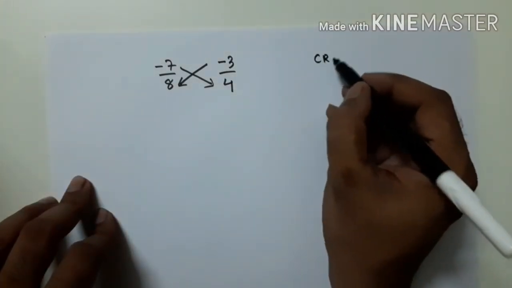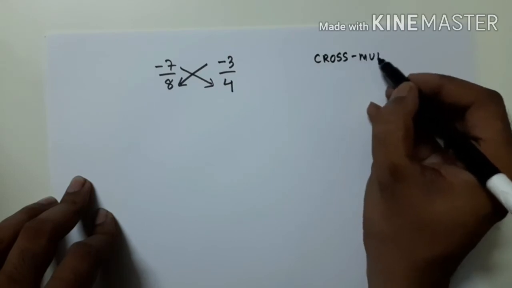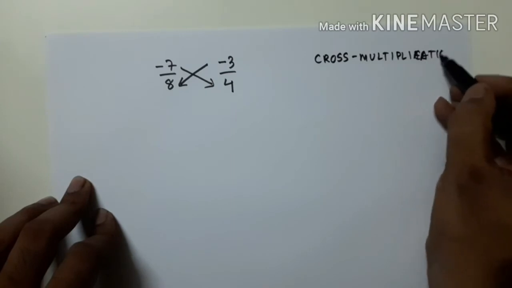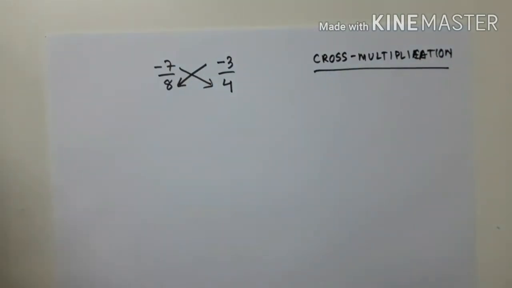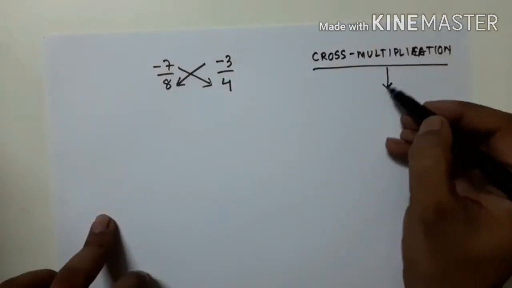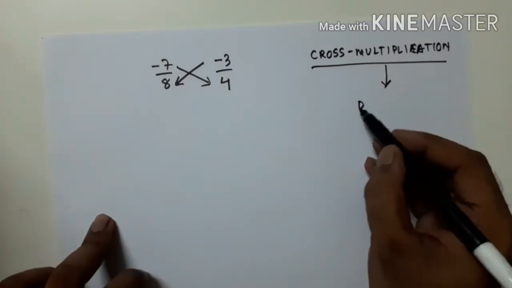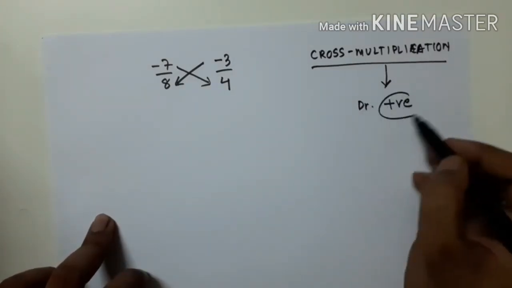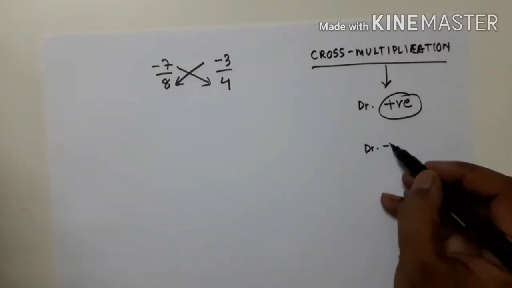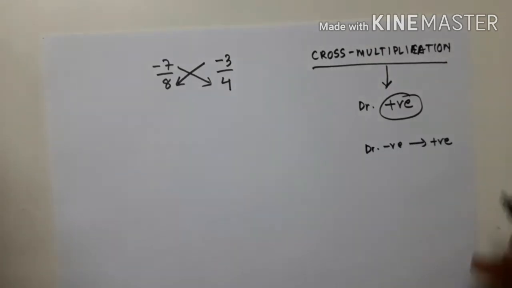So here we will use cross multiplication. Remember, this method will be used only to compare two rationals. Whenever two rationals are given to compare, we can use it. But before using this method, we have to see that the denominators are positive. You have to see whether the denominators are positive or not, then only we will use it. If the denominators are negative, we have to convert them into positive.